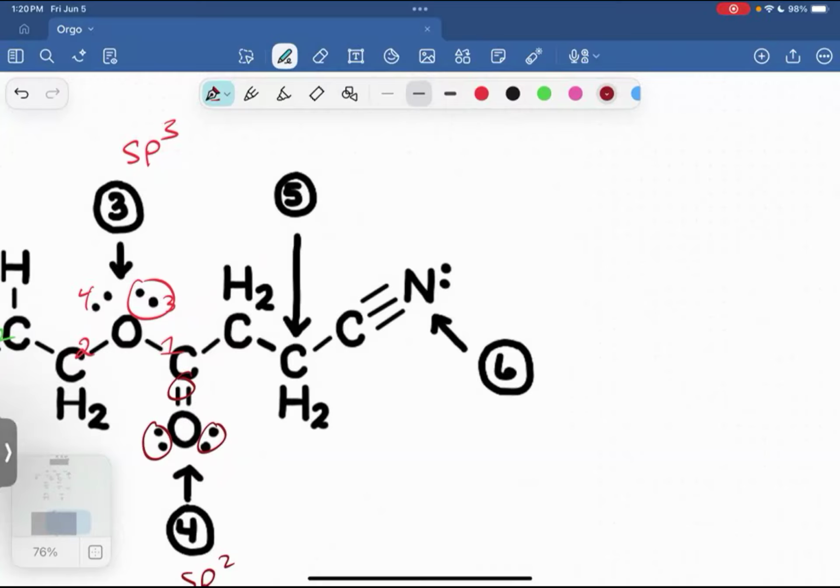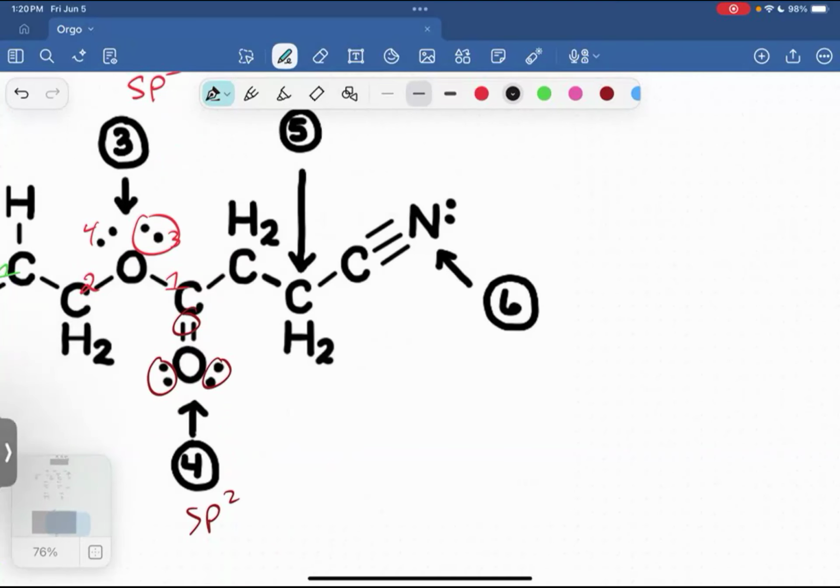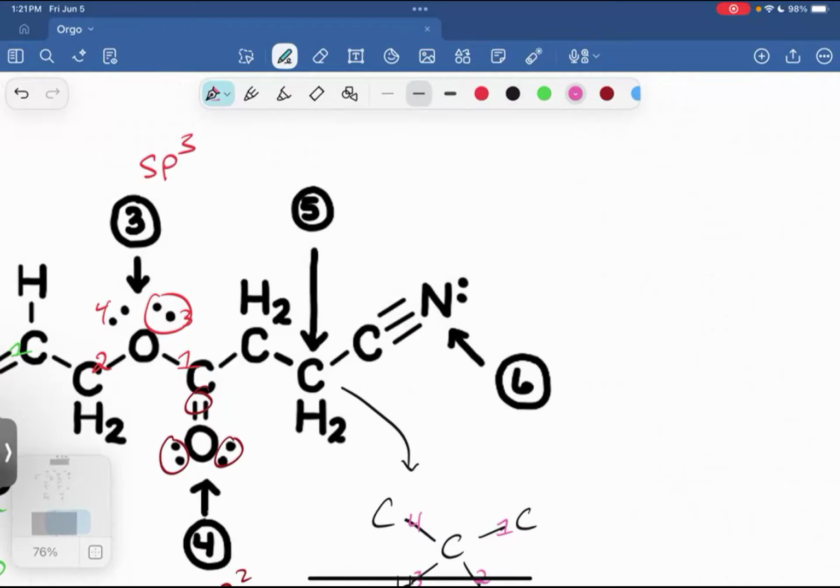How about that carbon here? What I like to do when things are too shortened, at least initially in terms of learning something, is draw the whole thing out. So that carbon is as follows. H2. Okay, so the hybridization of that carbon there in the center, how many groups are coming off of it? One, two, three, four. It's going to be sp3.